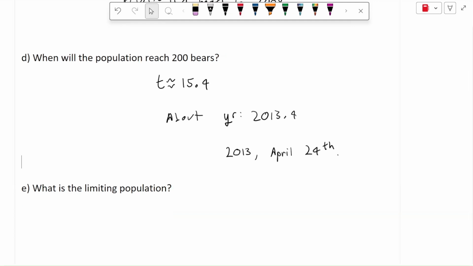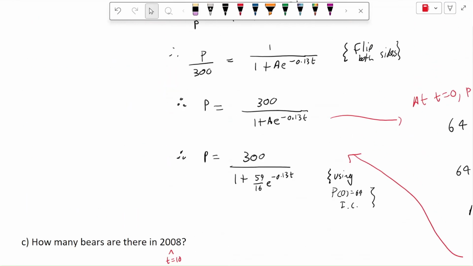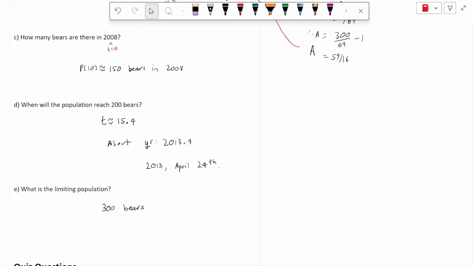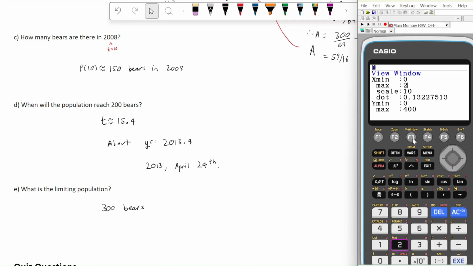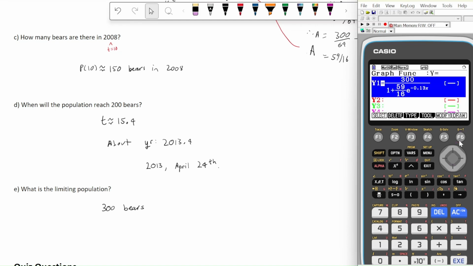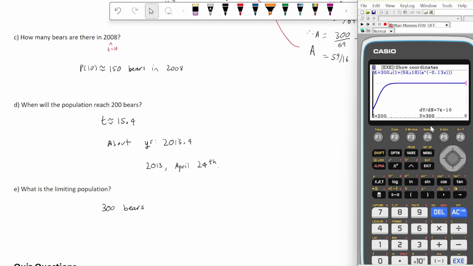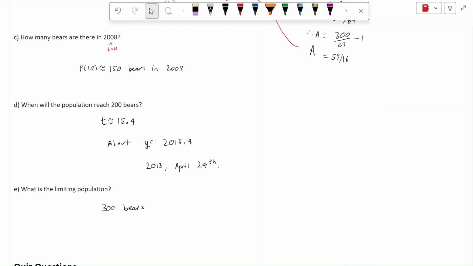What's the limiting population? 300 bears. So you can read that straight off the equation. The top number is just 300 there. That's the limiting population. Or if you want, you can go menu, graph, draw. You can just pick a really big number, like 298. And then if we make our window go up to 200 years, and we go trace at 200, you can see that it's basically 300 there. So yeah, that's the limiting population.